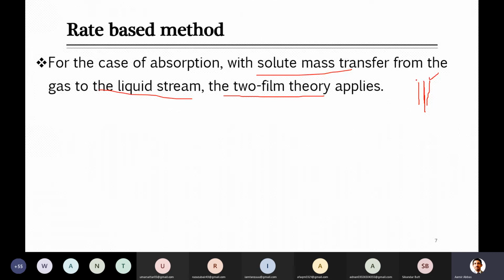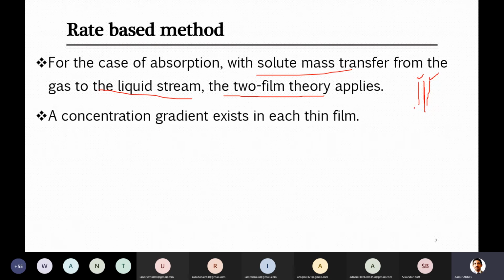This side is liquid, and this is vapor. When they come in contact with each other, an interface is formed between them, and it is considered that there is a concentration gradient inside each film. There is one film on this side and another film on this side, with the bulk of the liquid flowing here and the bulk of the gas flowing from here. But where vapor and liquid interact is considered the interface, and around this interface there exists a concentration gradient. I will show you the diagram clearly on the next slide.